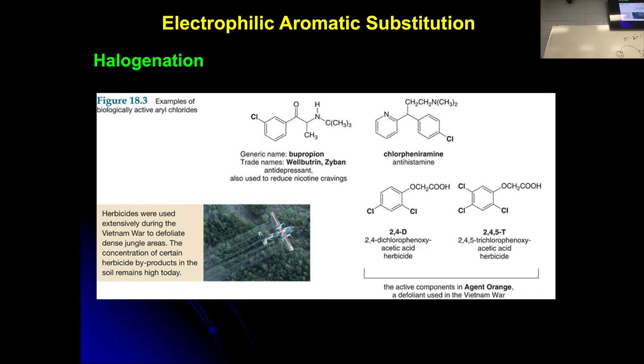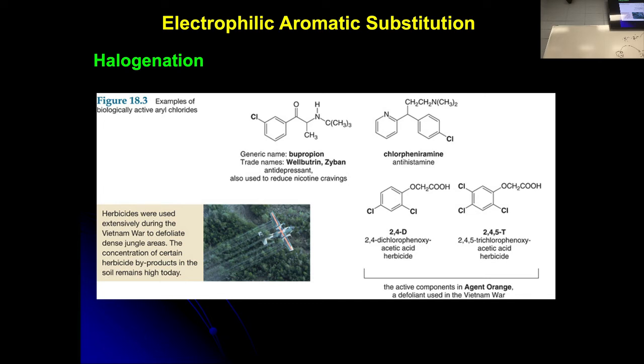Chlorpheniramine. Again, we've got a chlorine on a benzene ring. This is an antihistamine. This time of year when people are having allergies, you want to get an antihistamine to relieve some of the pain and pressure. You're going to take something like that.